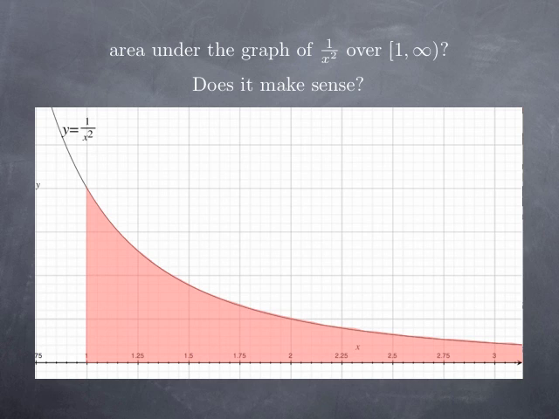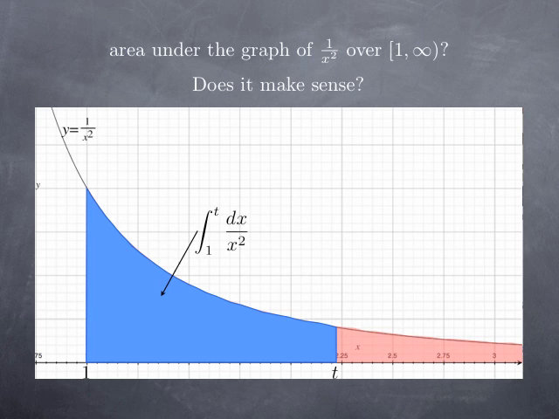One way to look at it is to truncate at a certain level, let's say t, and look at the area under the graph from 1 to t. Then it is well defined because we're integrating a positive continuous function on a bounded interval, and we know how to calculate that. So this area here is just the integral from 1 to t of 1 over x squared.